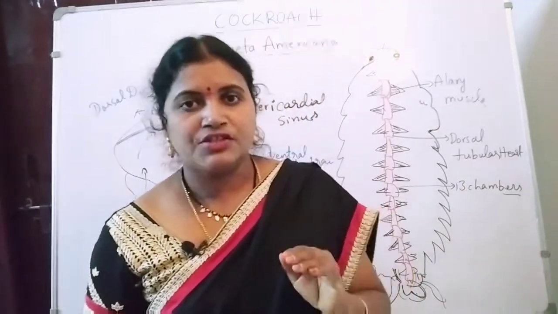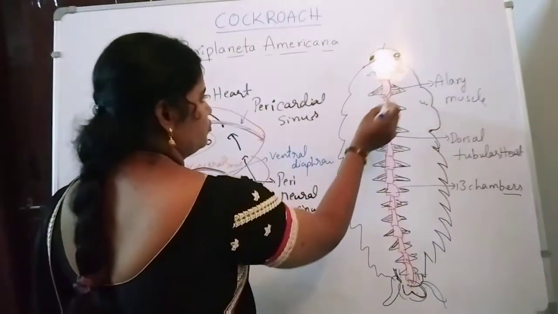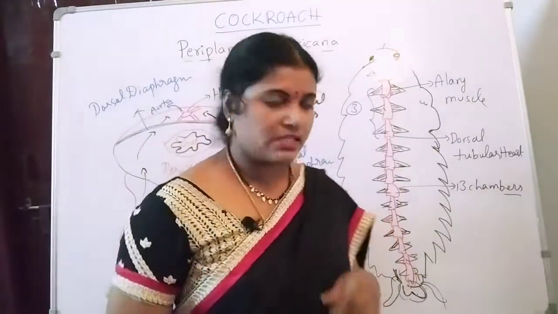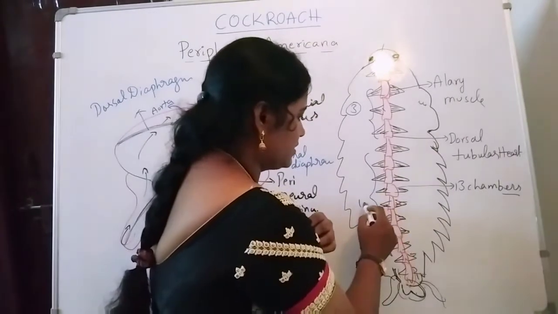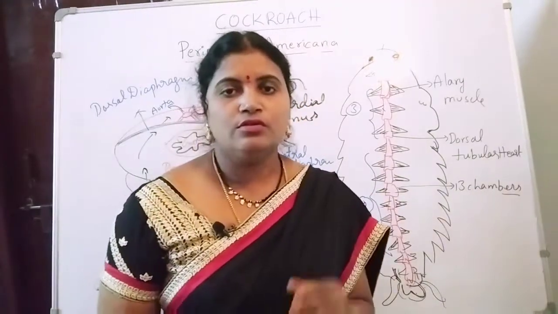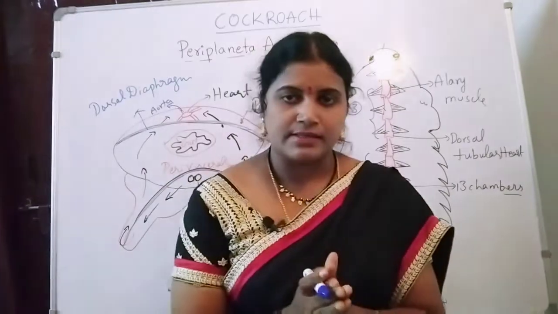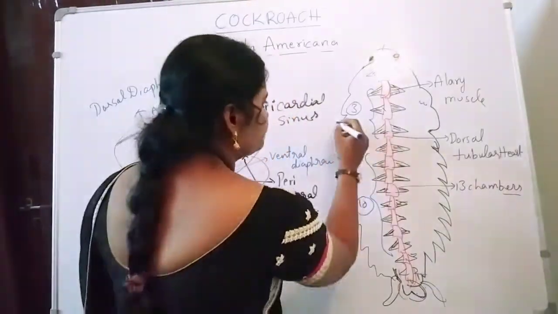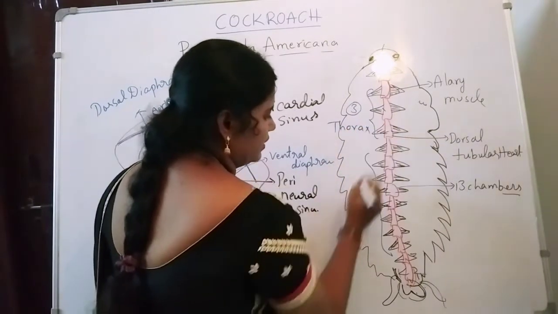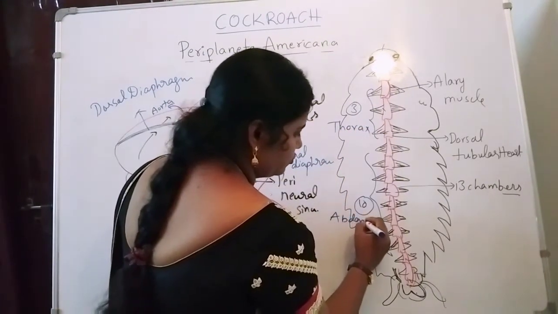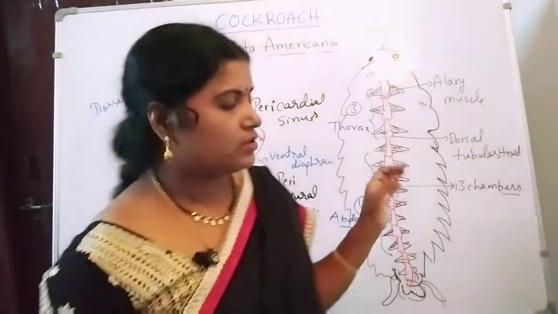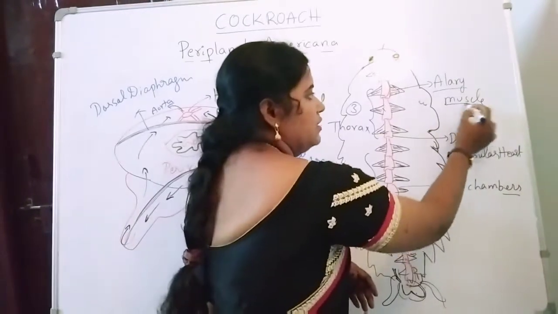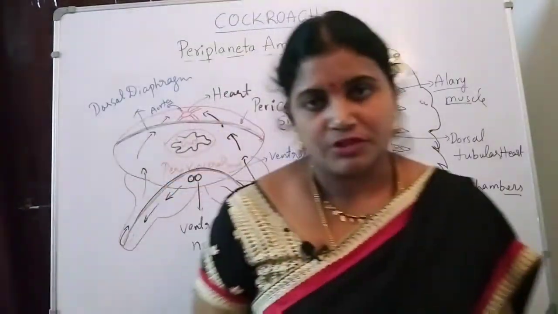But that heart is divided into 13 chambers. 3 chambers are present in the thoracic part, and the remaining 10 are present in the abdominal portion. So in total the dorsal tubular heart is divided into 13 chambers: 3 in the thorax and the remaining 10 in the abdomen. This dorsal tubular heart is supported by muscles known as alary muscles.